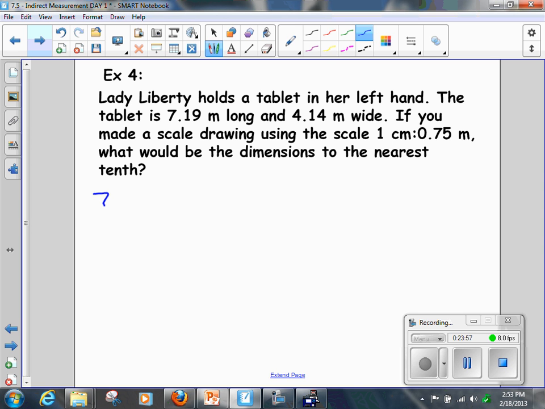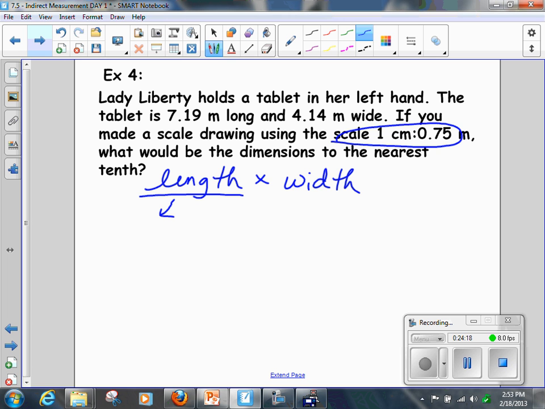Hey, here's the thing, folks. You have 2 dimensions, okay? You have length by width. So we're going to have to do 2 different calculations, okay? We have to determine the length, and we have to use the scale that we're given, okay? We have to use 1 centimeter to 0.75 meters. What is the length given of that tablet, of that original iPad?